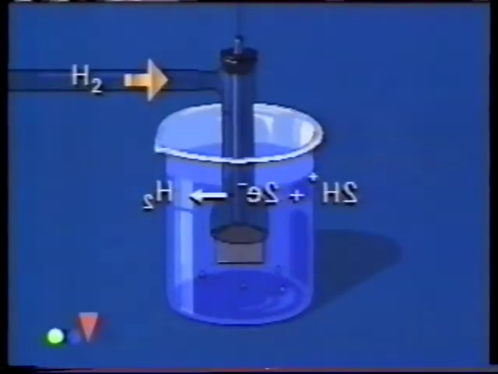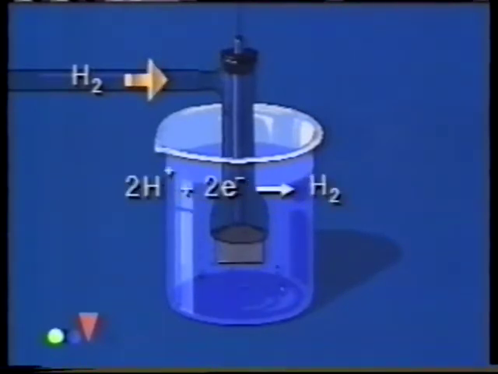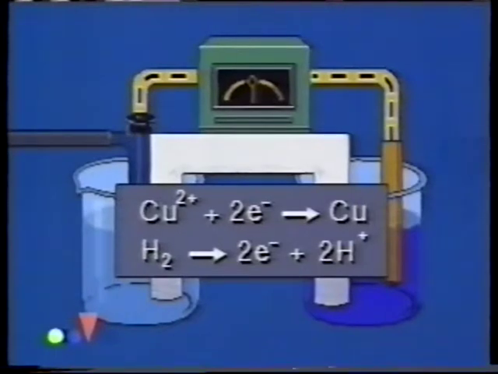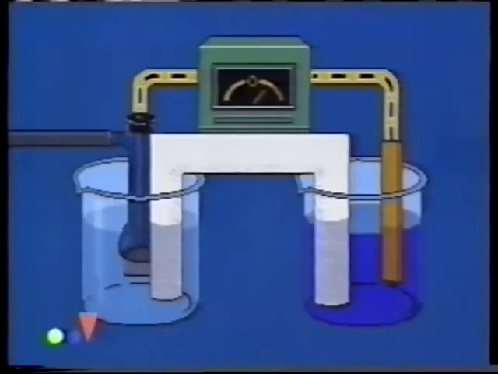Since the reverse reaction is actually taking place, we must reverse the equation. The two half-cell equations then correctly describe the reaction occurring in the cell. But as we choose different electrodes, things do not always work out the same way.